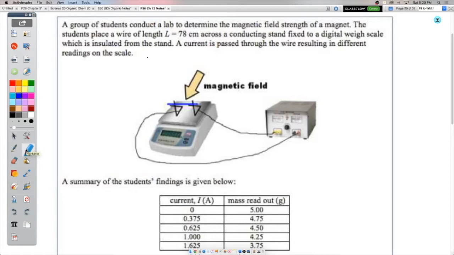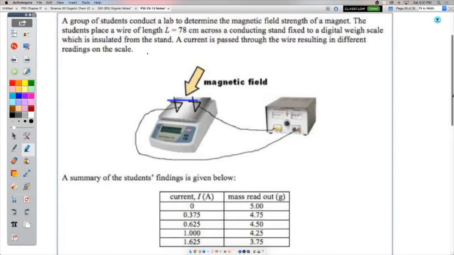So a group of students conduct a lab to determine the magnetic field strength of a magnet. So what are we looking for? B, right? That's what we want to know. The students place a wire of length 78 centimeters across a conducting stand fixed to a digital weigh scale, which is insulated from the stand, and then a current is passed through the wire, which results in different readings on the scale. Okay, cool. So let's just take a look at our data here for a sec to think about what's going on.